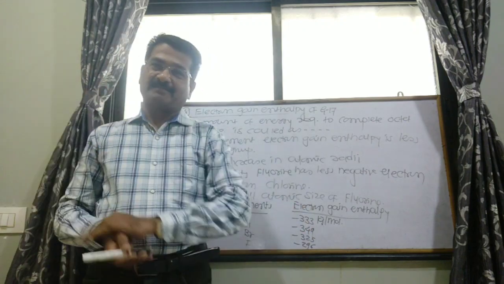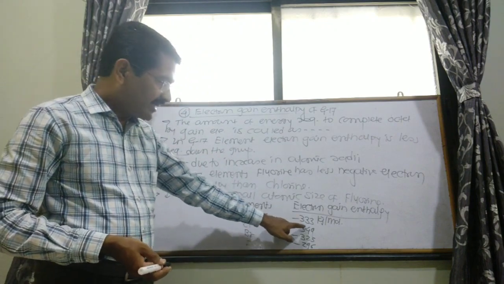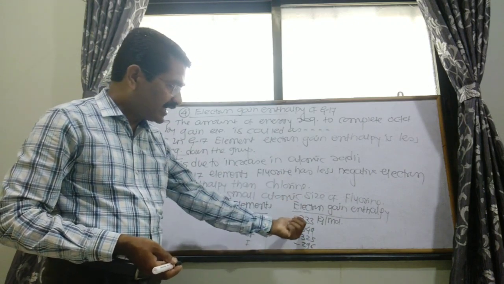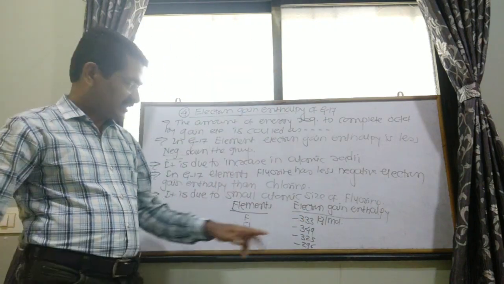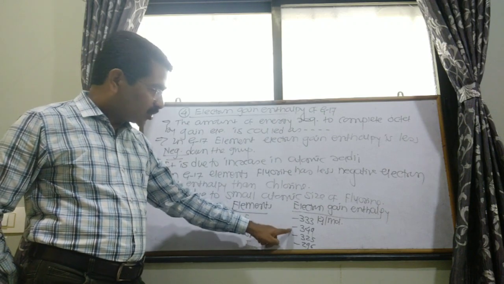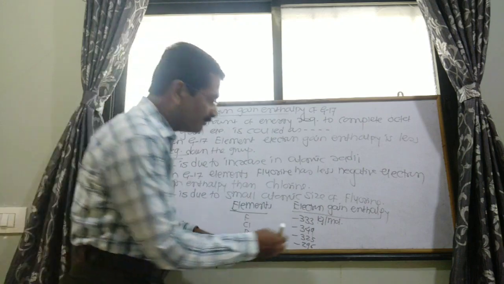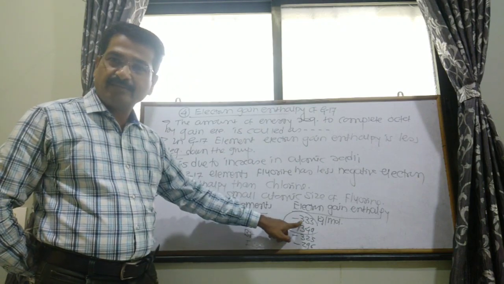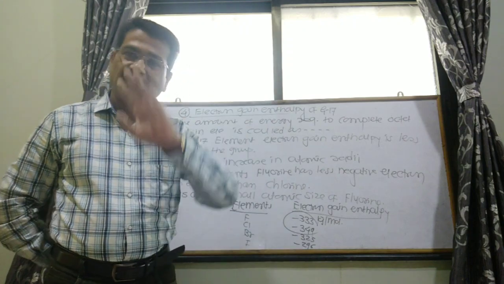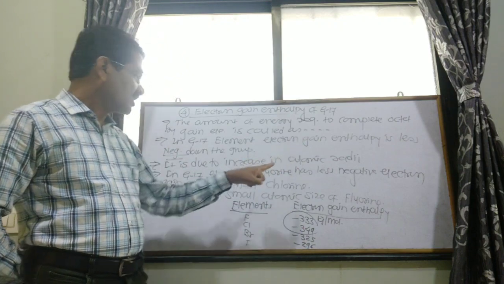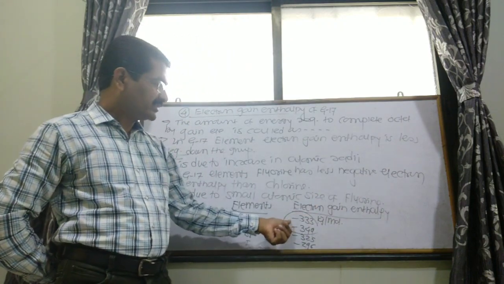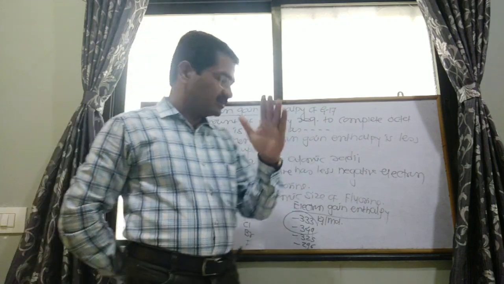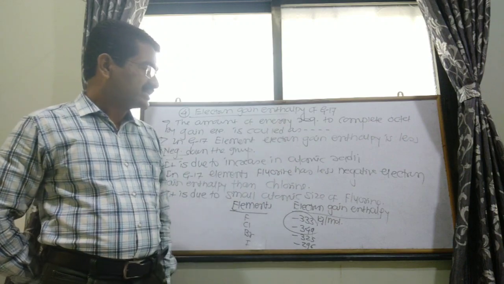So this table indicates what? Fluorine has minus 333 and chlorine possesses minus 349. This indicates that fluorine is less negative than chlorine. It is due to the small atomic size of fluorine. By comparing these two figures, fluorine has minus 333 and chlorine possesses minus 349 kilojoule per mole. These two figures indicate that fluorine has less negative electron gain enthalpy than chlorine. Therefore, due to what? The small atomic size of fluorine.